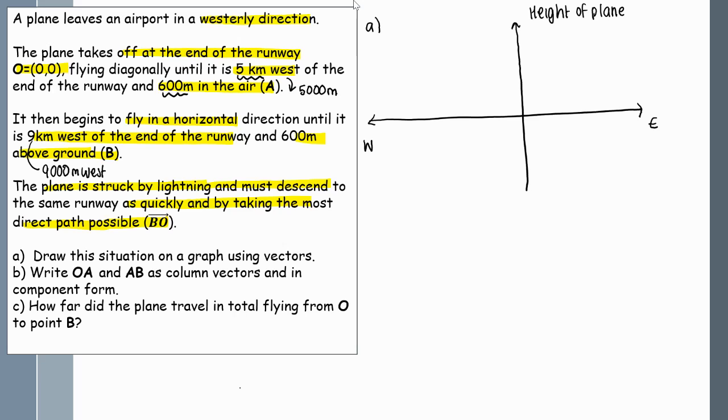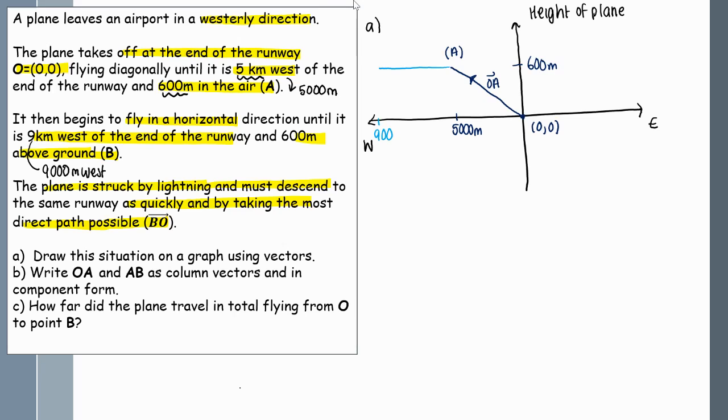So remember, the plane takes off at the point 0, 0, or my origin. It then goes in a westerly direction, so to the left. It flies until it is 5 kilometers west of the runway, so my x distance, and it's also at point A, 600 meters in the air. So I'm going to put that point in. I'm also going to put the vector in, and I'm going to call this vector from the origin to A, OA.